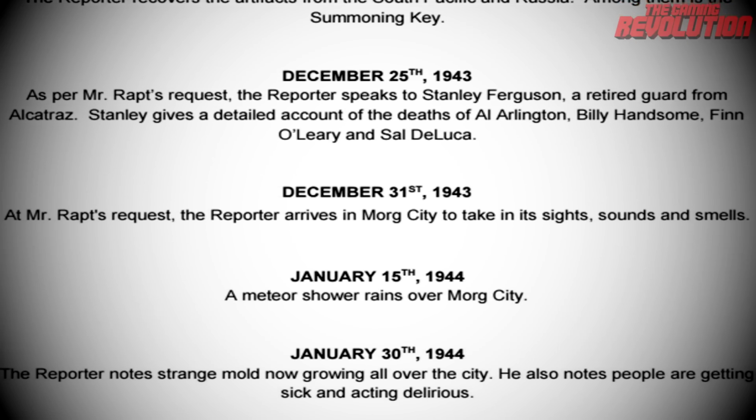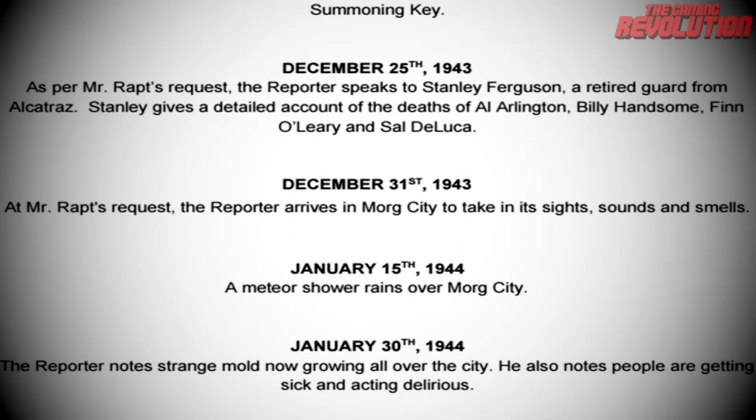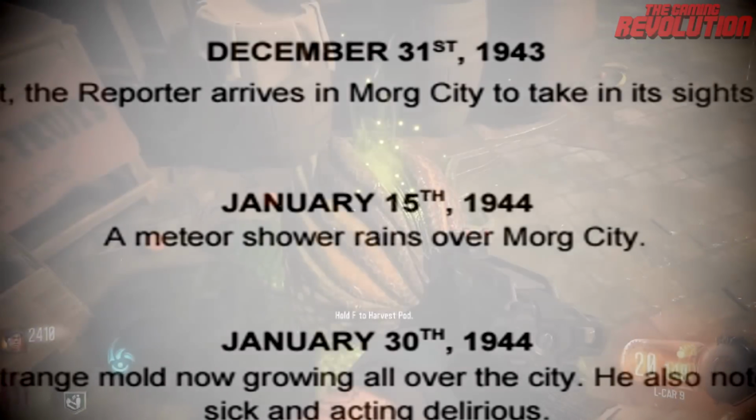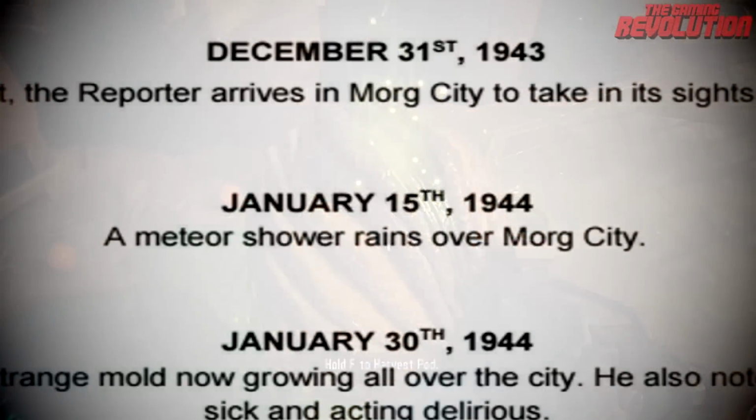On December the 31st, 1943, as Mr. Rapt's request, the reporter arrives in Morgue City to take in its sights, sounds and smells. On January the 15th, 1914, a meteor shower rains over Morgue City. We hear about this on radios, on Shadows of Evil. There was this meteor shower, and then obviously that's when all these weird plants started to grow and stuff like that, which are the pods around the map. And this is all linking into the Cthulhu mythos, how this has happened before in New England, but that's not what this video is about.